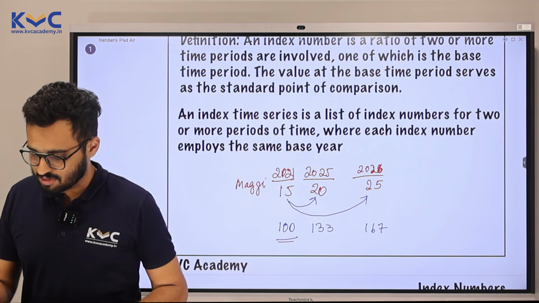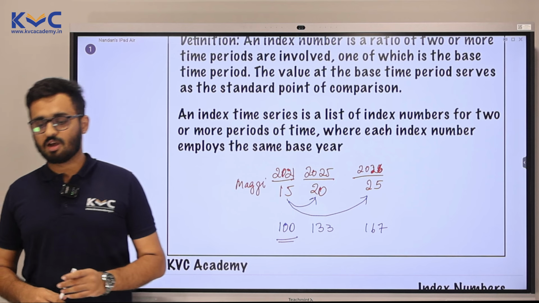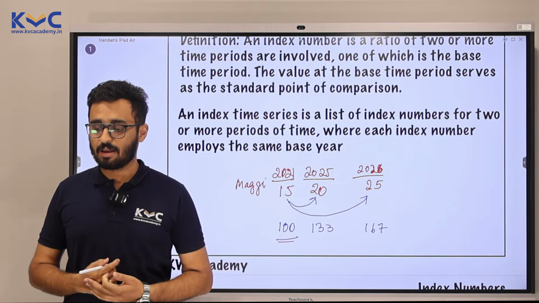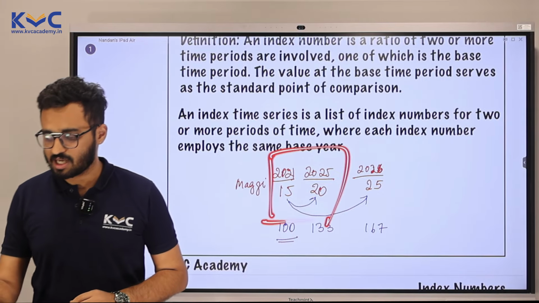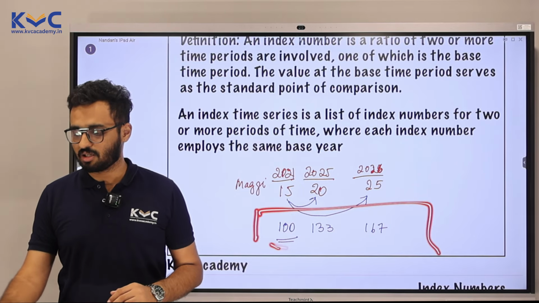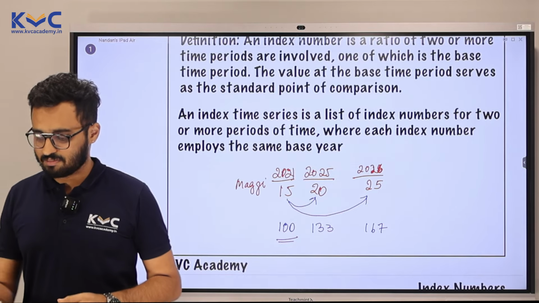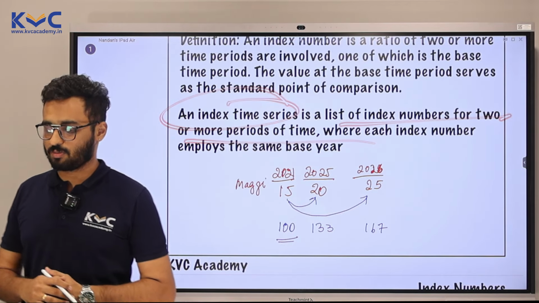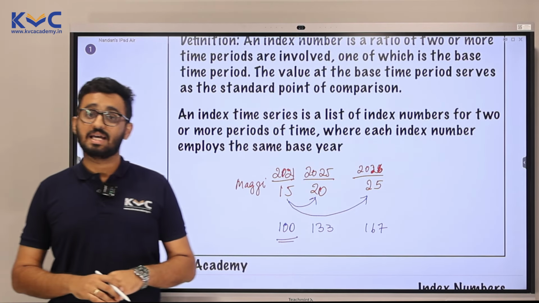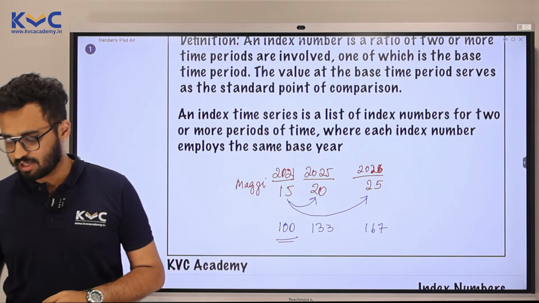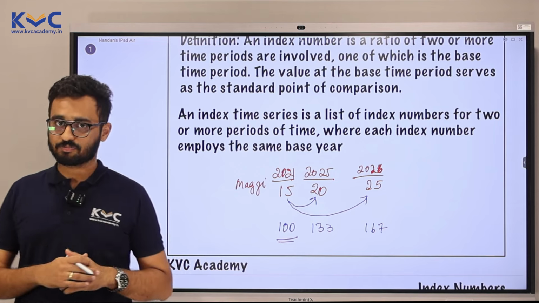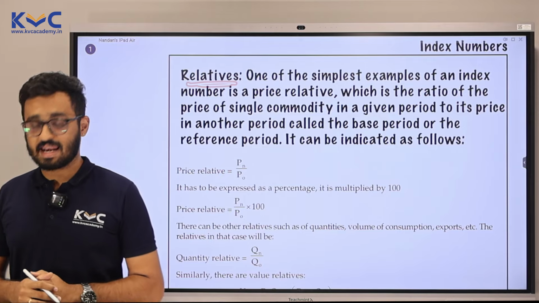An index time series is a list of index numbers for 2 or more periods of time where each index number employs the same base year. That means if you just check it for 2 years, we call these individual index numbers. If I list it continuously, then it is called an index time series. It is a list of index numbers for 2 or more periods of time where each index number employs the same base year. Is that clear? Wonderful. So that is this concept of index number. I hope you got the basics right. Next concept is what we call relatives.